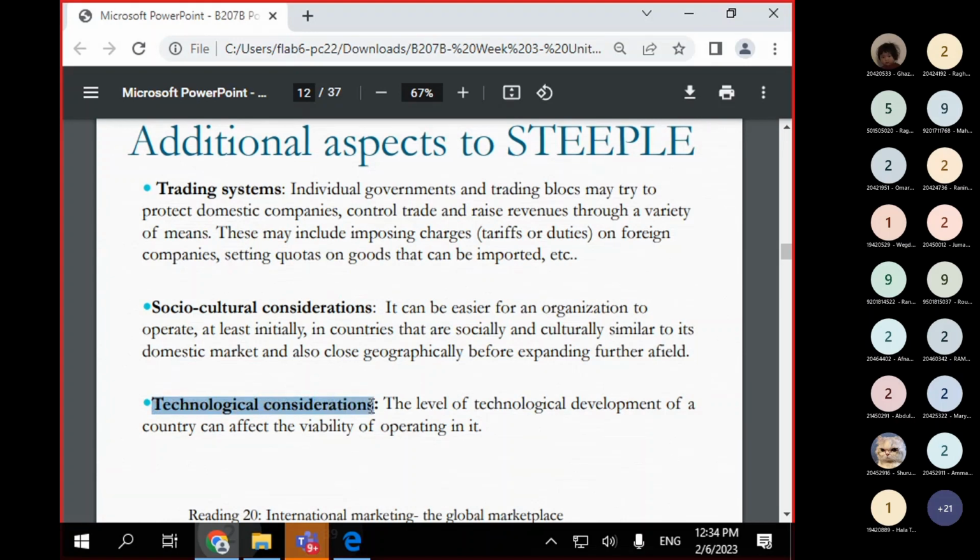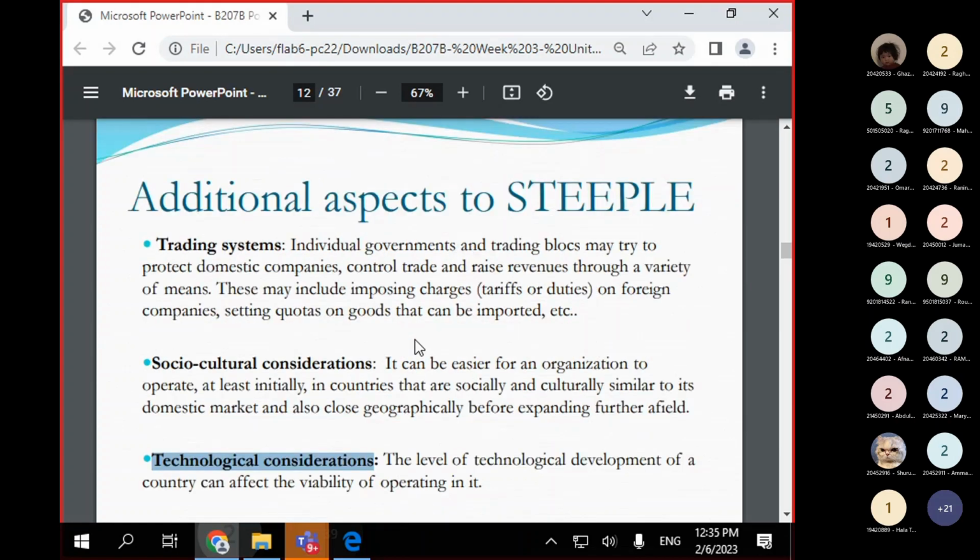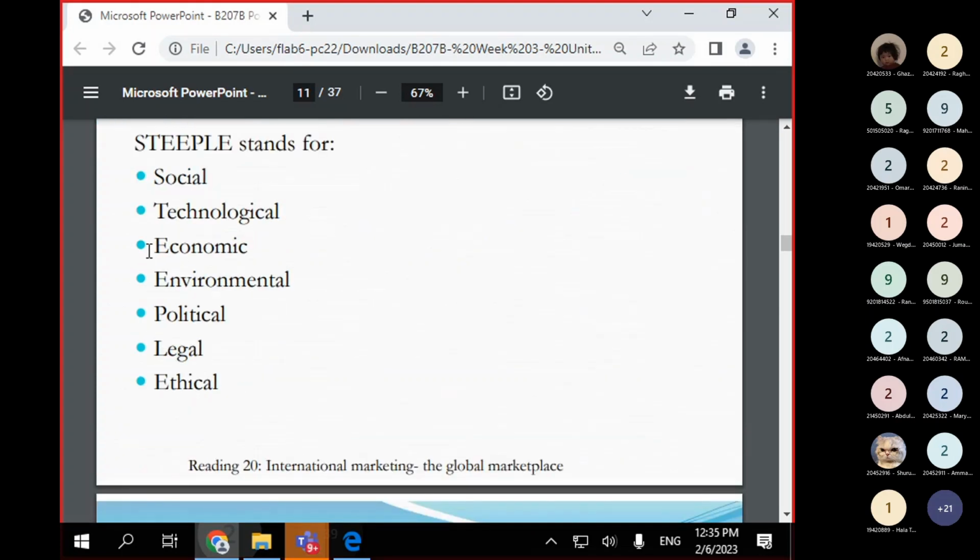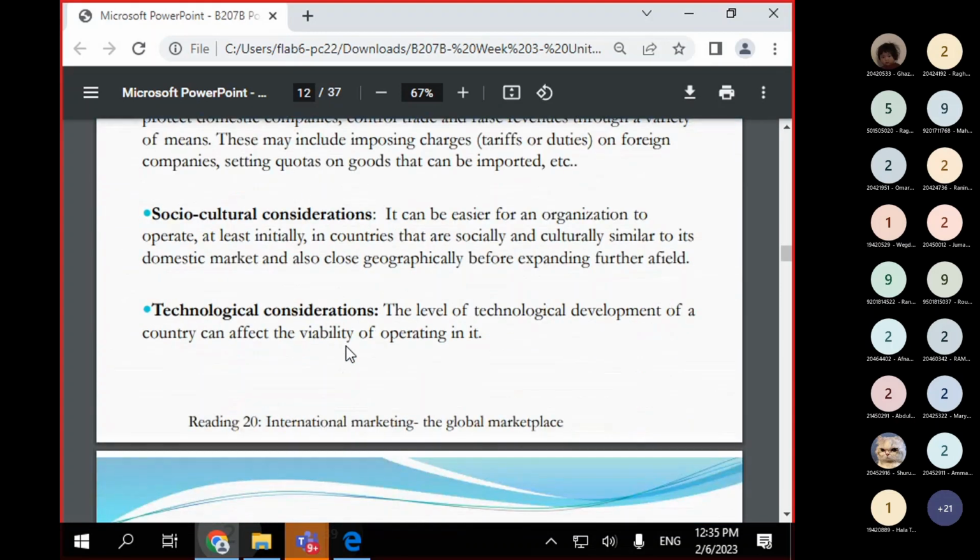Technological consideration. If your product is maybe supposed to be sold online or through apps, you need to make sure that the country you go to is technologically advanced. There is good internet, there are good apps to support your product and so on. All right, so you need to understand how technologically advanced the country is.